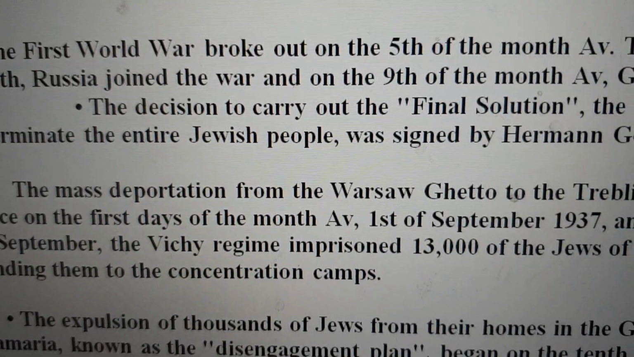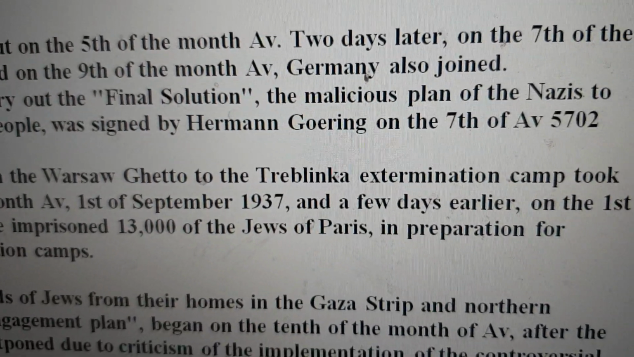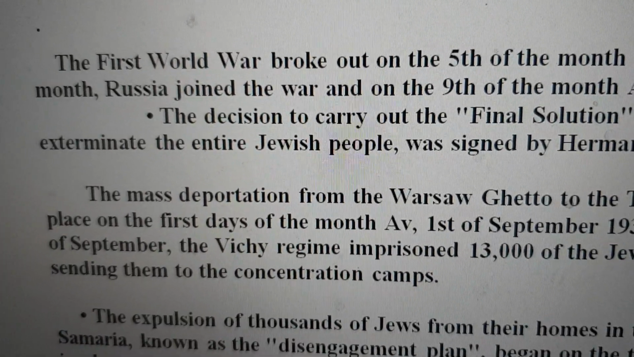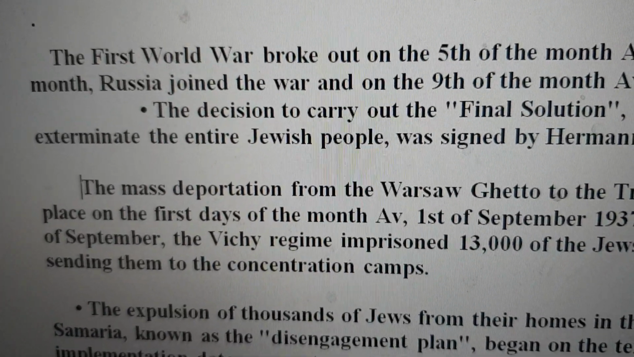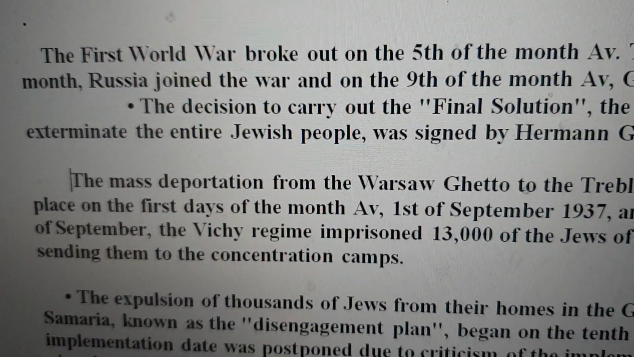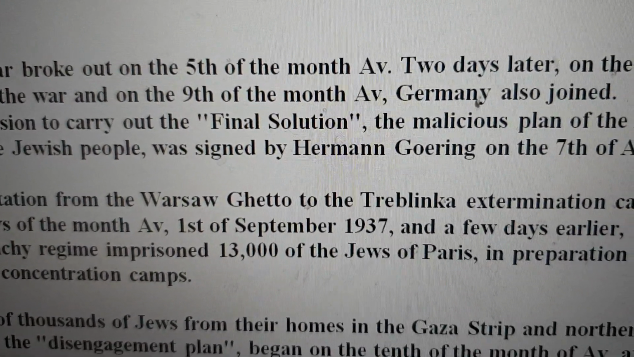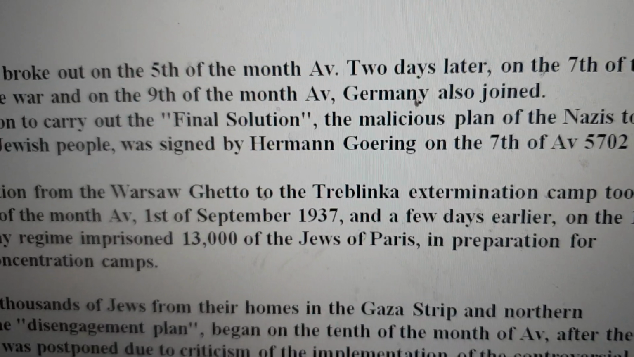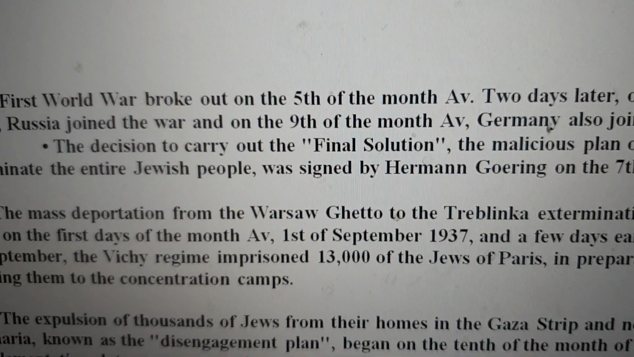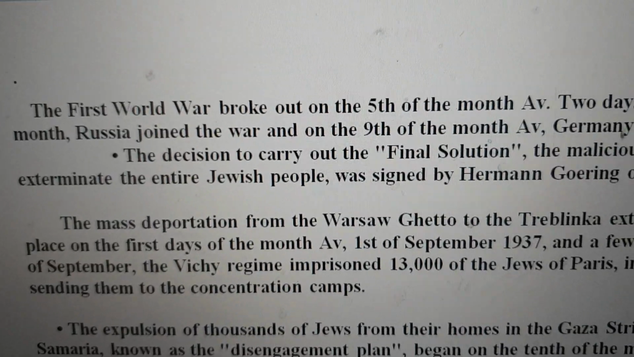The First World War broke out on the 5th of the month of Av. Two days later, on the 7th, it is interesting to point out that the beginning of the destruction of the Temple was on the 7th, when they entered it and then burned it. Russia joined the war, and on the 9th of the month, Germany also joined it. So those days, the beginning of Av, are the time when we are decreasing our happiness and joy because of this.